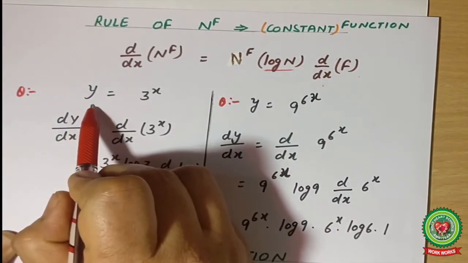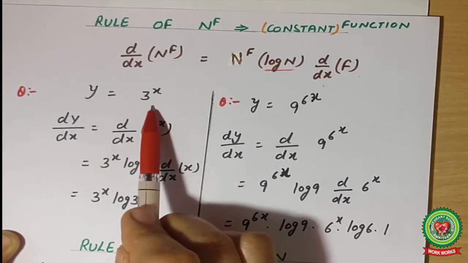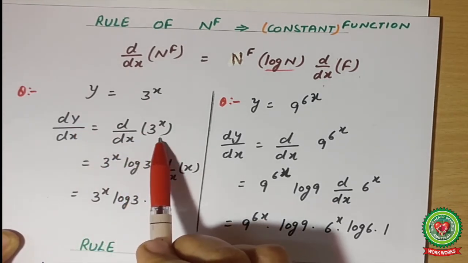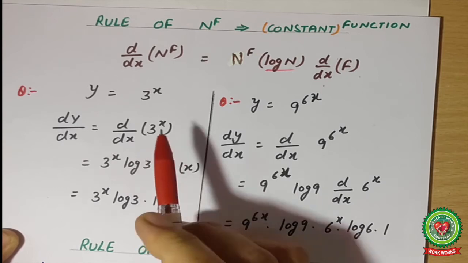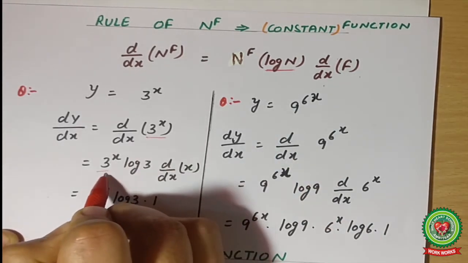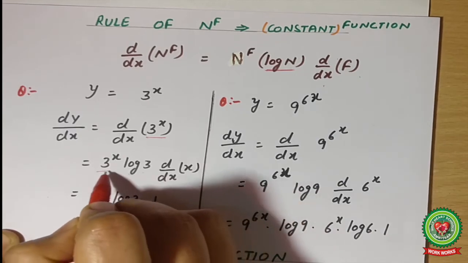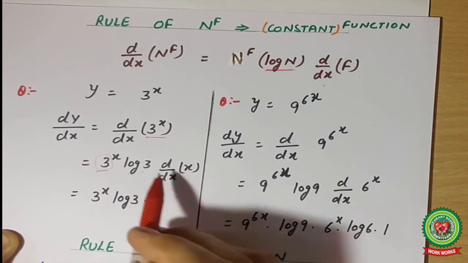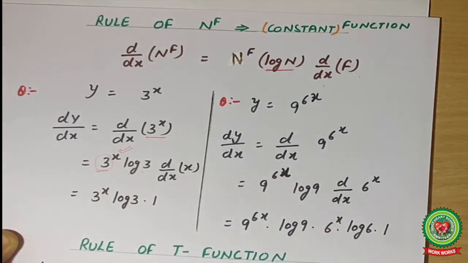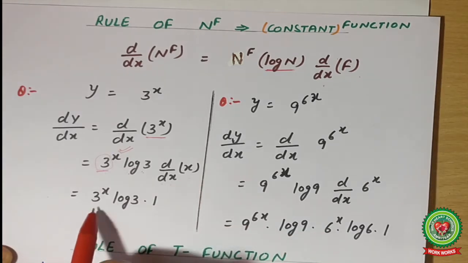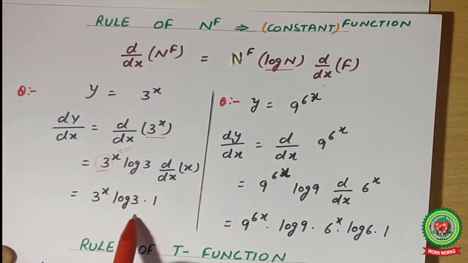I am taking one example here. y is equal to 3 raised to power x. So dy upon dx is equal to d/dx of 3 raised to power x. Now according to the rule, we will write this term first, 3 raised to power x. Then log of the base. What is the base here? 3. Log of 3. Then d/dx of the function, d/dx of x. So d/dx of x is 1. So 3 raised to power x log 3 into 1.